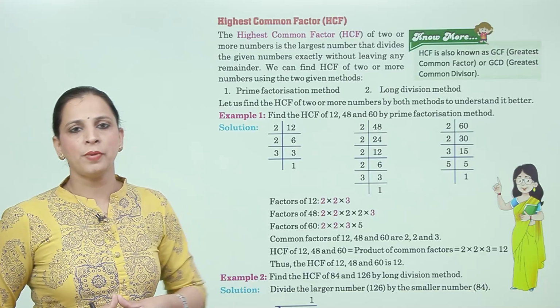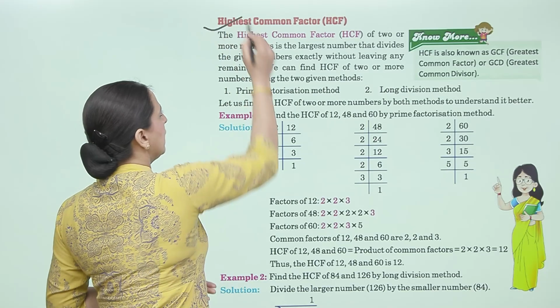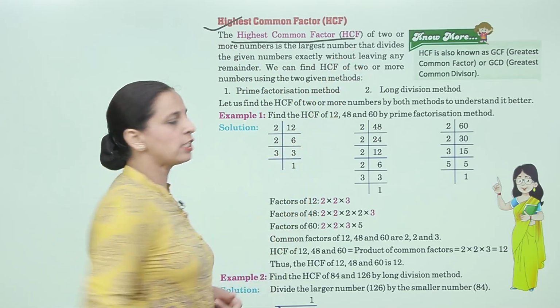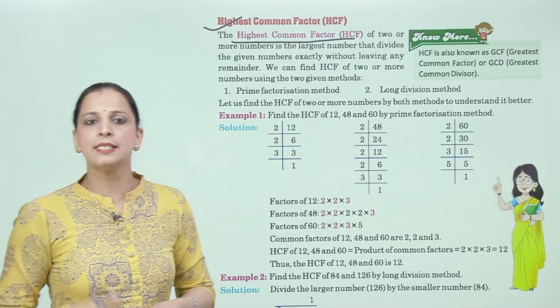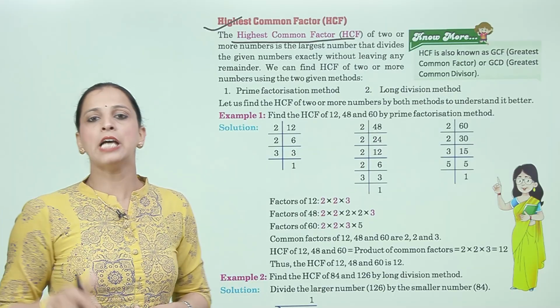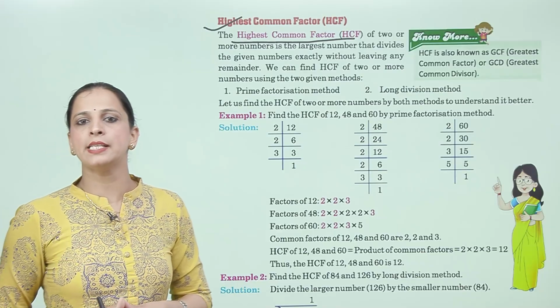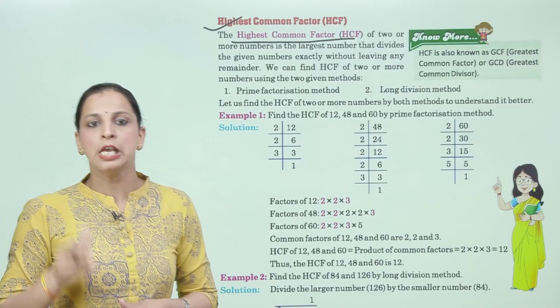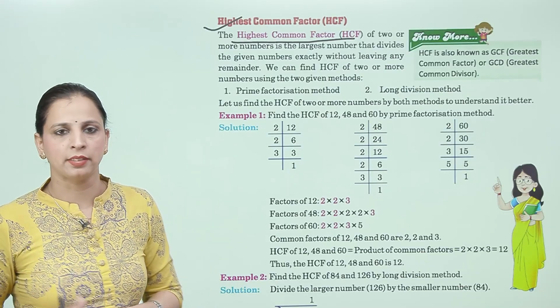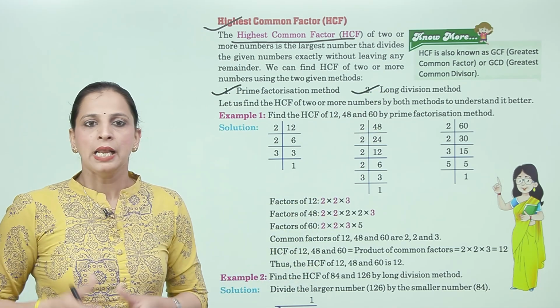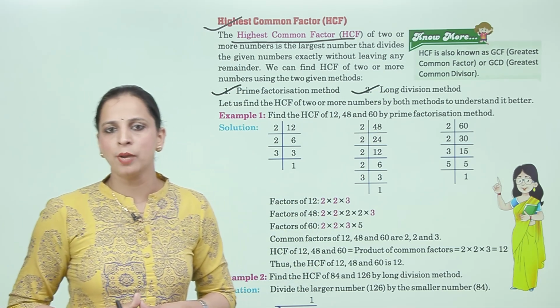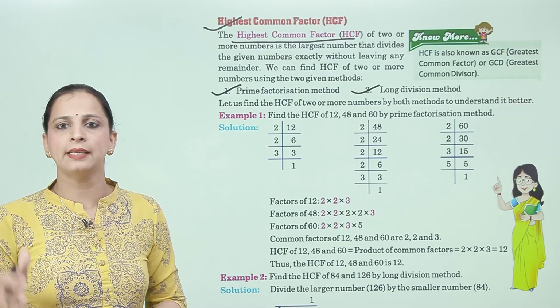Now, highest common factor, HCF. The highest common factor HCF of 2 or more numbers is the largest number that divides the given numbers exactly without leaving any remainder. We can find the HCF of 2 or more numbers using two methods: the prime factorization method and the long division method. Let us find the HCF of 2 or more numbers by both methods to understand it better.